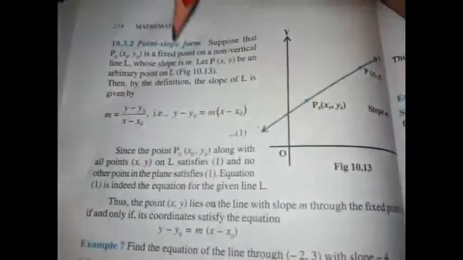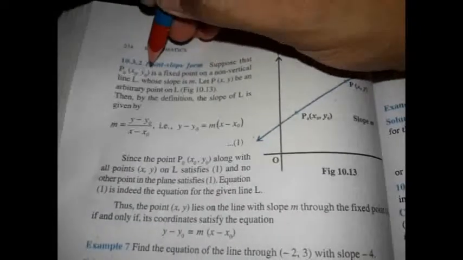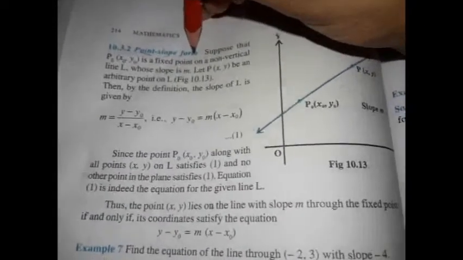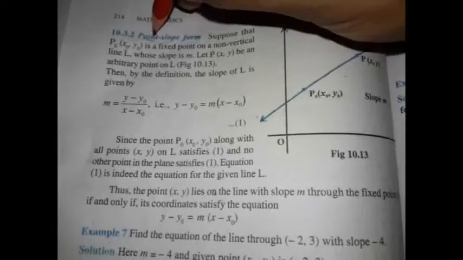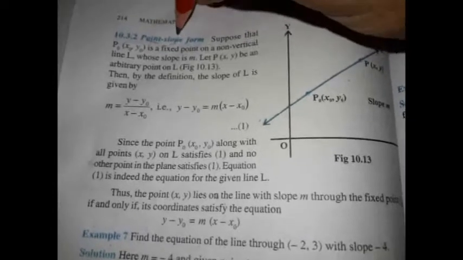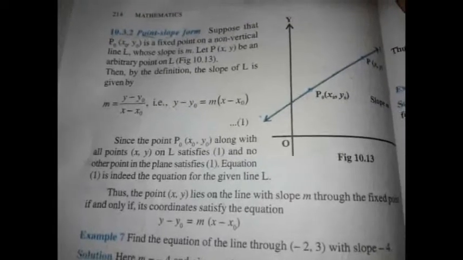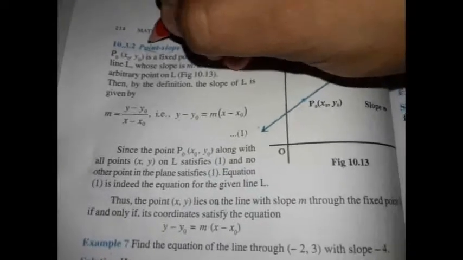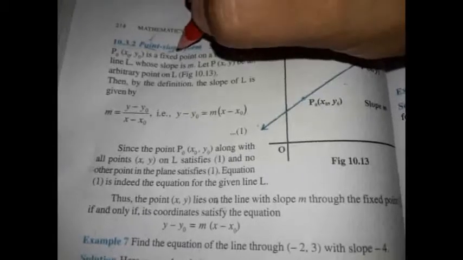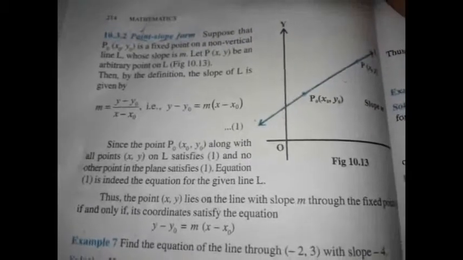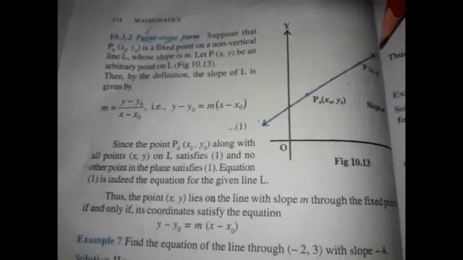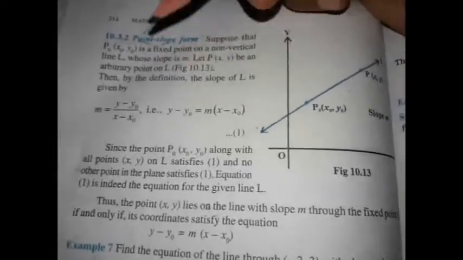Next, we are going to learn about the point-slope form. What is this point-slope form? When we know a point which lies on the line and when we know the slope of the line, how can we frame the equation? I repeat, when we know a point on the line and the slope of the line, how can we write the equation of that line? That is what we are going to see now.